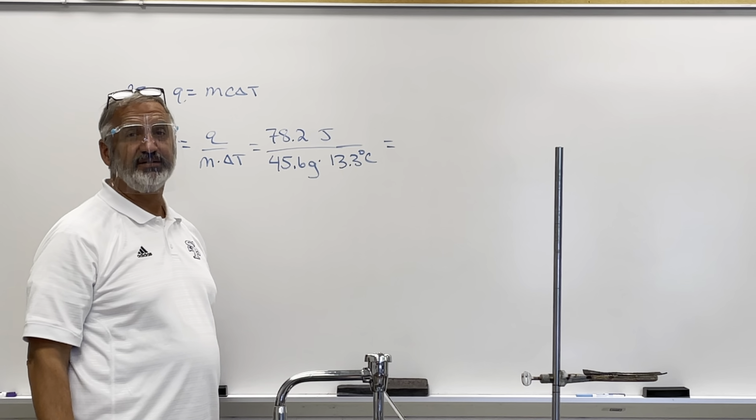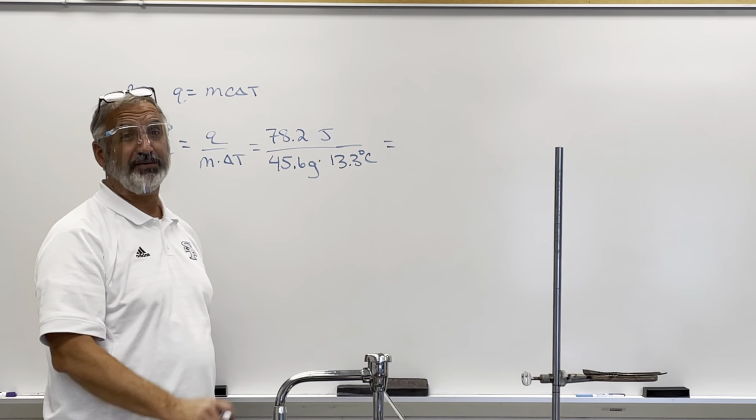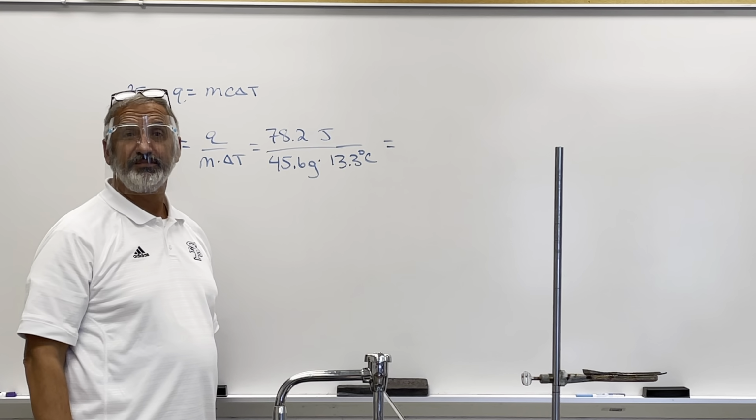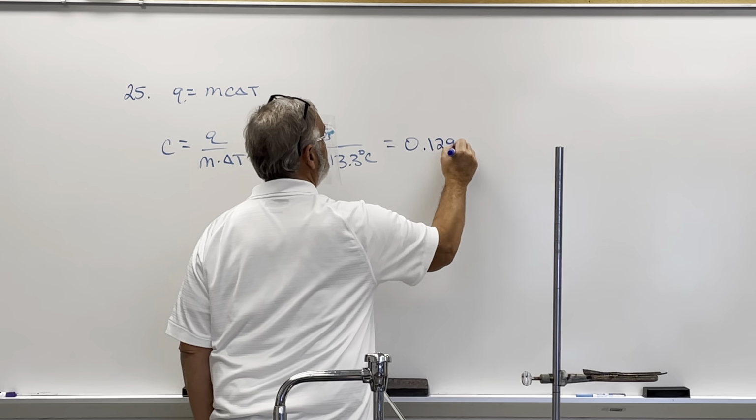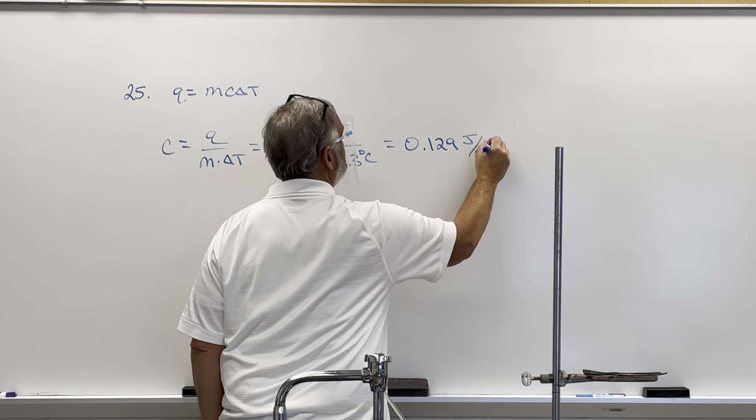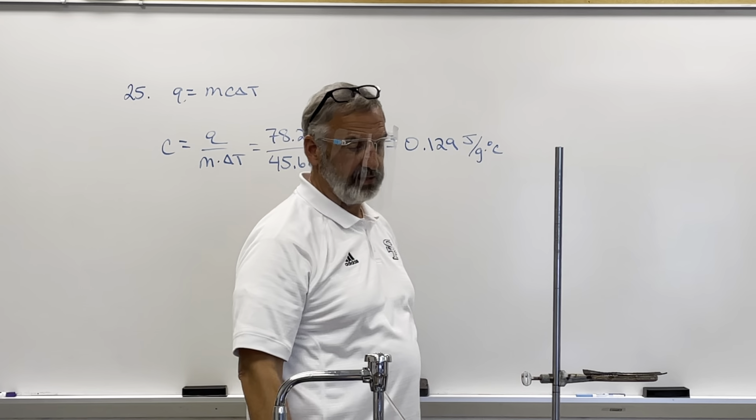Don't trust my answers. My answers have been wrong all day. 0.129 joules per gram degrees Celsius. Okay?